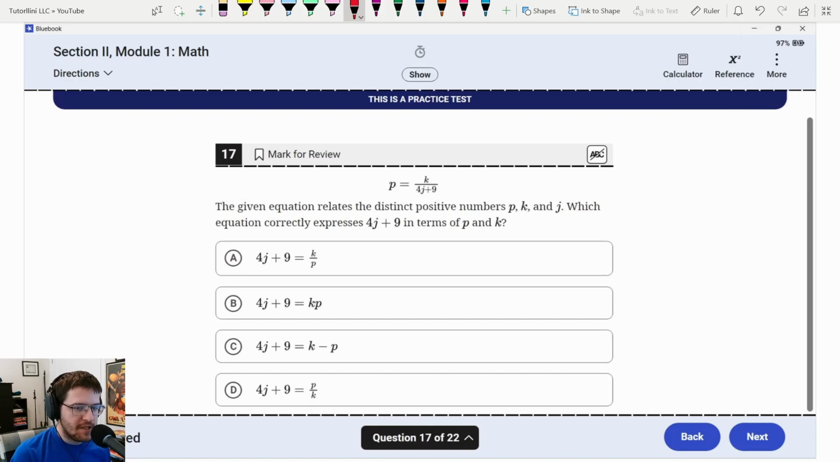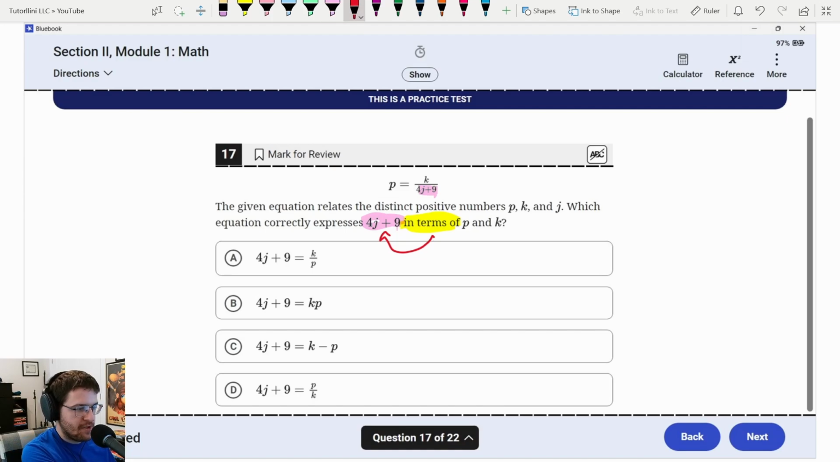Okay, question 17. This is a literal equations question. We look where it says this very important phrase, in terms of, and the thing that comes right before it is the thing we want to get by itself. In this case, 4j plus 9. So I see 4j plus 9 right there. Now, when the desired quantity is in the denominator, we really don't like that. You want to get it out of the denominator. So probably the easiest way to do that is to just multiply both sides by that thing.